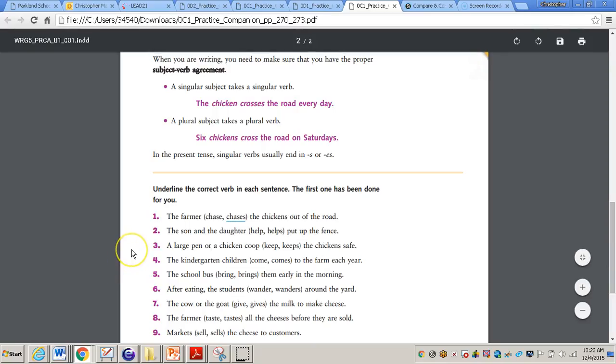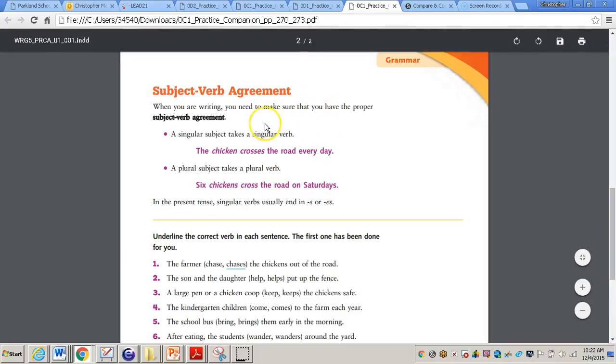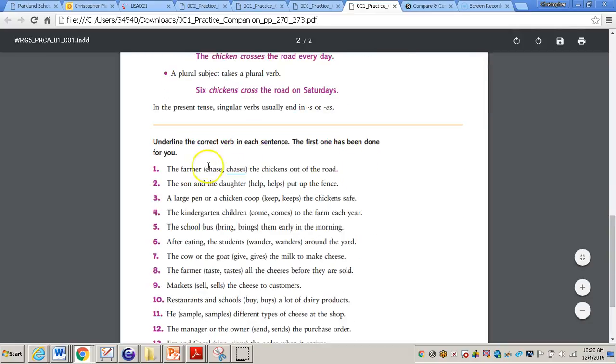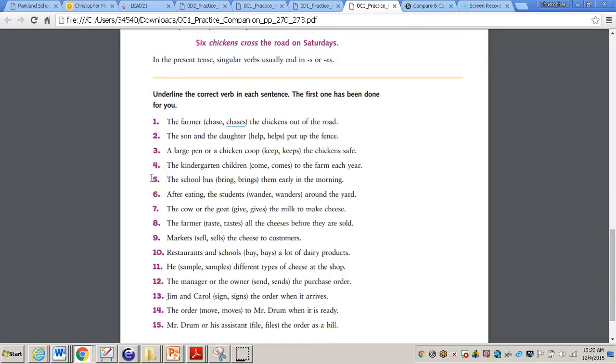So let's take a look at page 273, subject-verb agreement. It says when you're writing, you need to make sure that you have the proper subject-verb agreement, and then we can see the exact sentences we went over earlier. Now let's take a look at what we need to do for page 273. It says underline the correct verb in each sentence. The first one has been done for you.